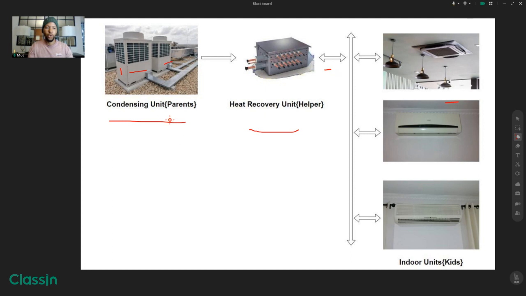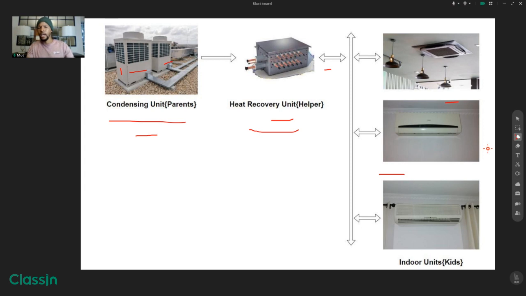So you have your condensing unit, which I call a parent, you have your heat recovery unit, which is the helper, and then you have your indoor units. They're called evaporators. But in this kind of system, remember, it's a heat recovery system. You can simultaneously heat and cool.